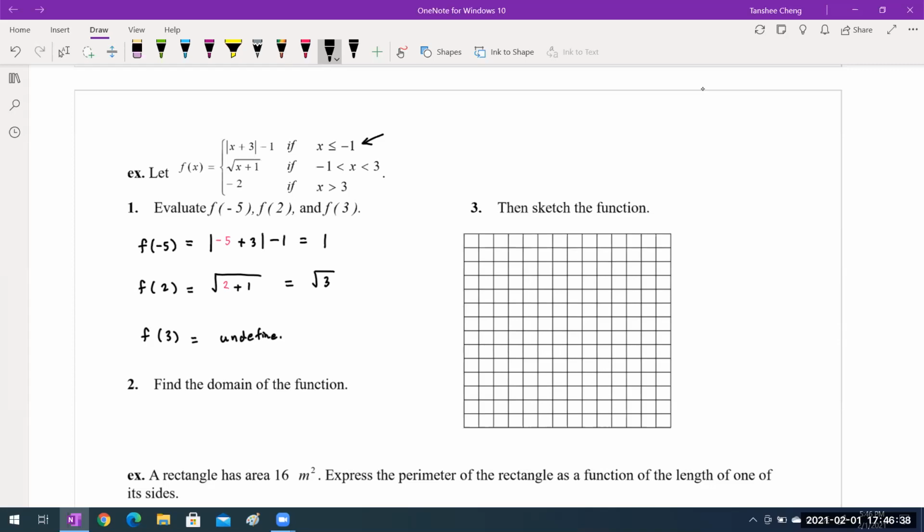Now that we know how to evaluate, let's find the domain. The domain of function f: remember, domain is always written from the least value to the largest value. So it'll be looking at x less than or equal to -1. So it's -infinity to -1 inclusive, union with the second part, which is -1 to 3.